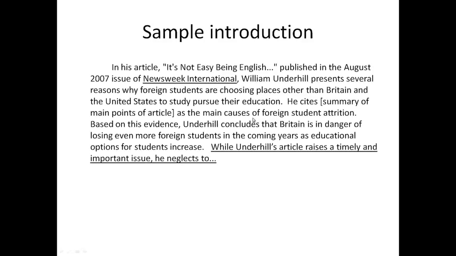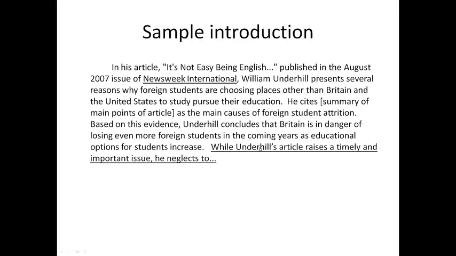So you can see in this sample introduction, we've got the first sentence that has the article, the author's name, and all of the information about it, and then what he does, what it's about. Then you can see it would go into the main parts of the article, which I haven't included here, but depending on what the article is about and how long it's going to be. And then based on that evidence, what the final conclusion was, and then your own transitional thesis would look something like this. While Underhill's article raises a timely and important issue.